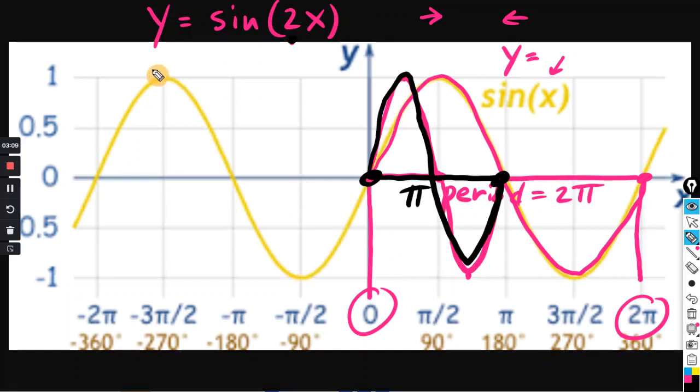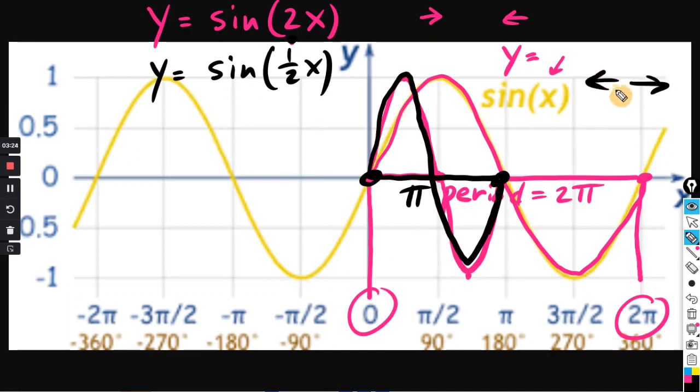The opposite would be true if you did, say, the sine of 1/2 x. Instead of being twice as fast, it would be more stretched out from left to right, and it would cycle more slowly. So since the original period is 2 pi, I'll show you the formula.